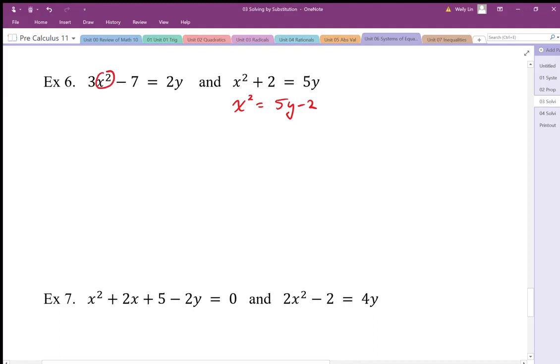Okay, so there's my equation 2. So it's going to look like this. I'm going to do a like-for-like replacement. So I replace the x squared with 5y minus 2. I've achieved what I wanted to do. I've eliminated one of the variables, which allows me to solve this equation. In fact, this is now a linear equation.